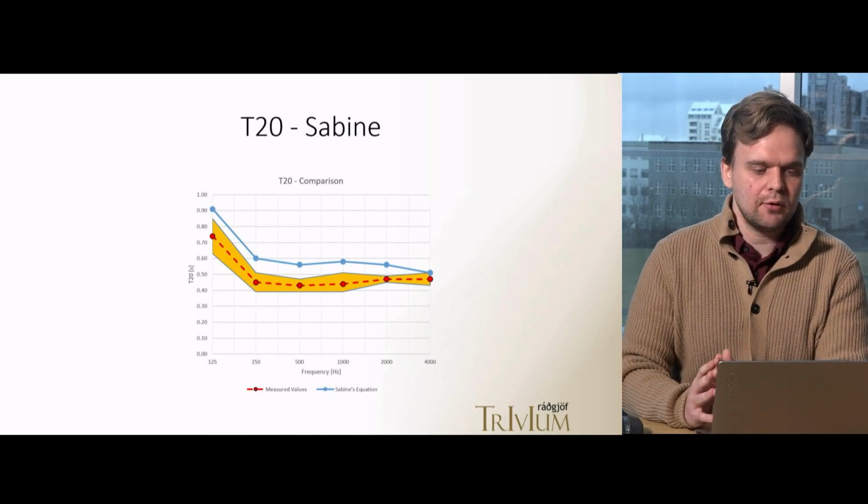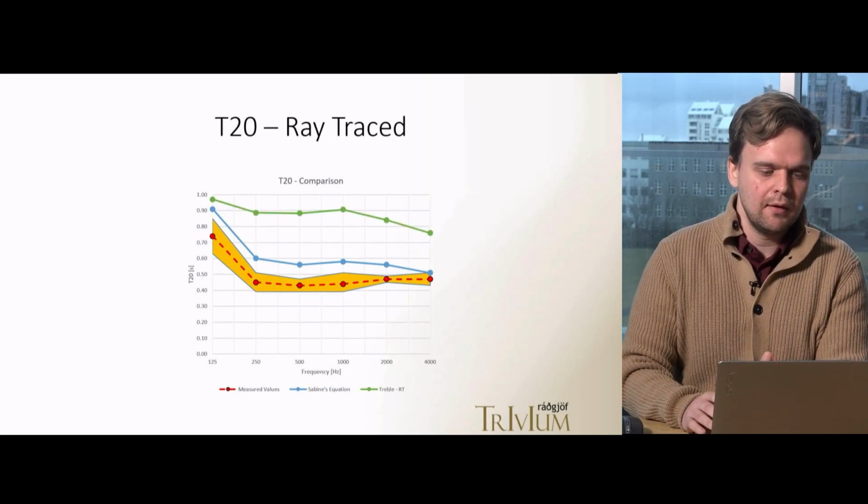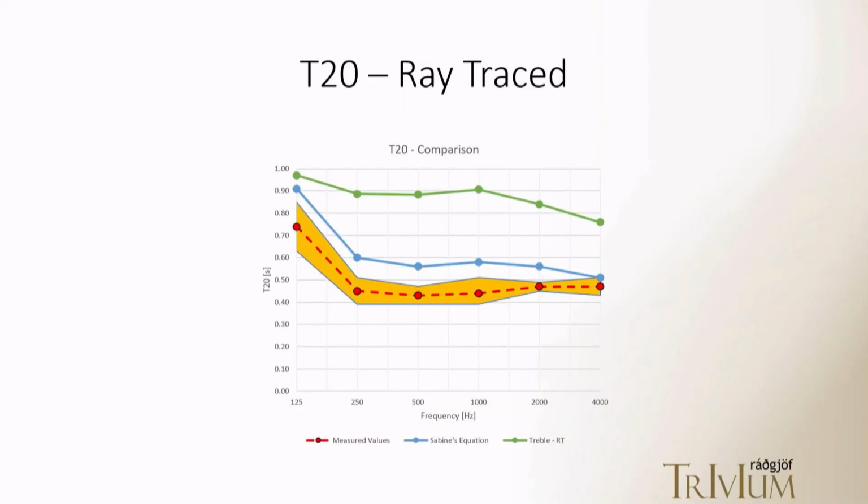The next thing I want to compare this to is using Treble, but only the geometrical algorithm, so only the ray tracing part, no wave solver. And there you can see what that gives us. This is wildly off, and is a reason why, as I mentioned earlier in the presentation, I would never use a ray tracing algorithm for a room like this. This is with every material defined by default in Treble and with the default scattering coefficients.